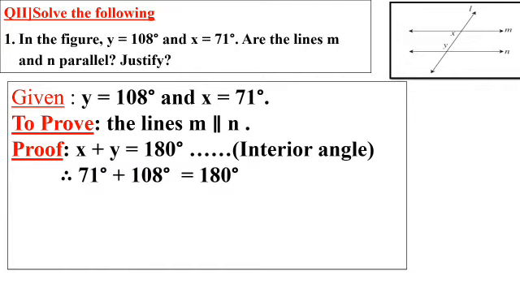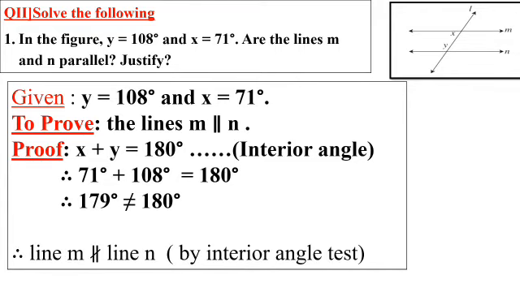We will substitute the values. The x value is 71, the y value is 108. So here we get a total of 179, which is not equal to 180 degrees. Therefore line M is not parallel to line N by the interior angle test. What test have we taken? Interior angle. If the answer comes 180 degrees, then we can say they are parallel, but the answer did not come the same. So we are saying here line M is not parallel to line N.